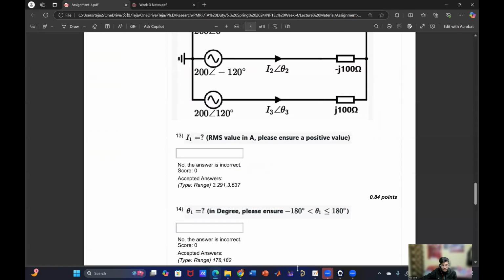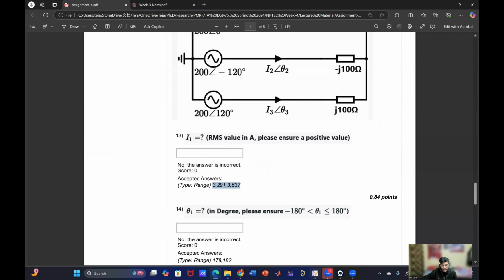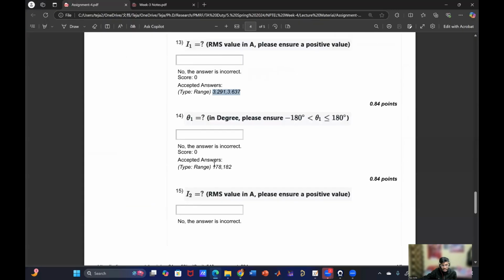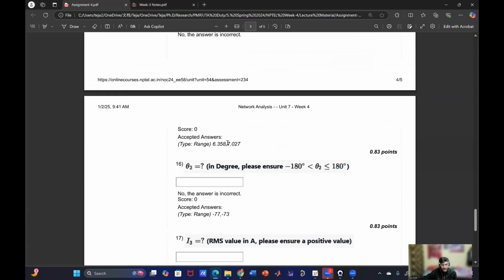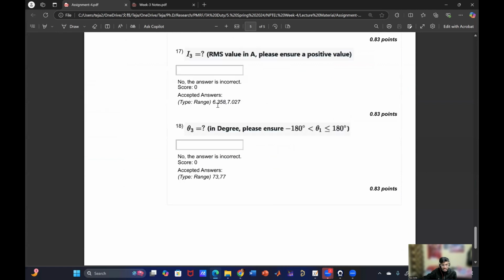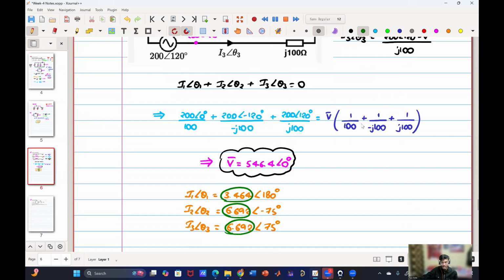So I1 is how much? I1 is 3.464, which is in this range, and the angle is 180 degrees. I2 is 6.672 at minus 75 degrees, and this is 6.672 at plus 75 degrees. So you do these calculations, but these are just simple, some mathematical calculation. That's why I have skipped that part. You can cross check the answers whenever you get free time.